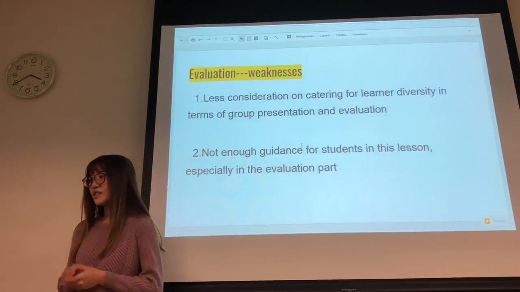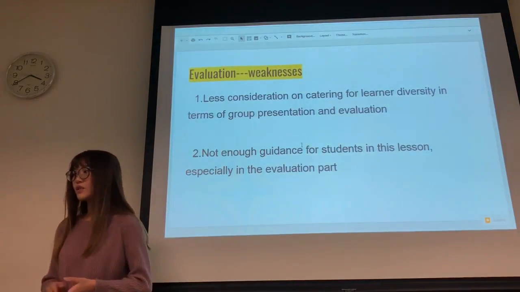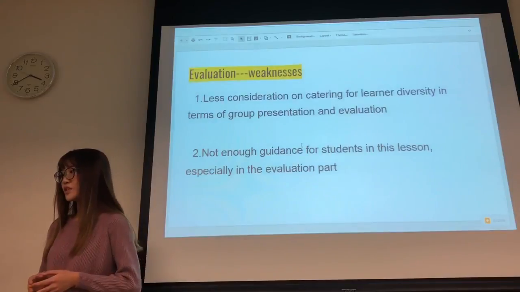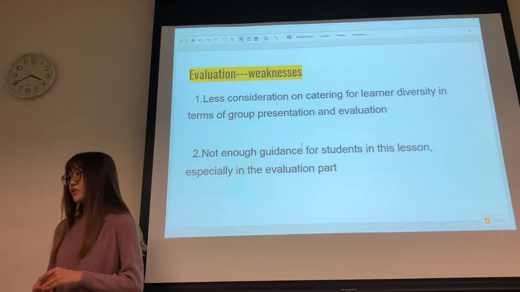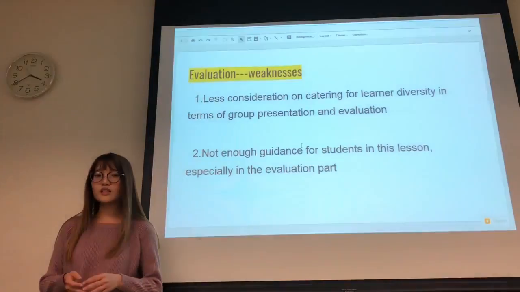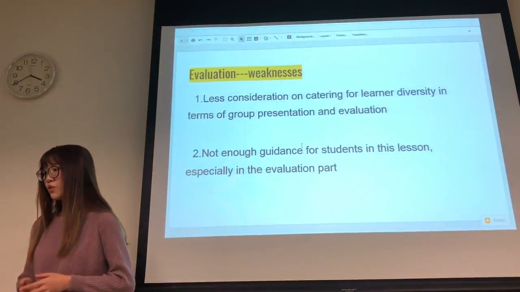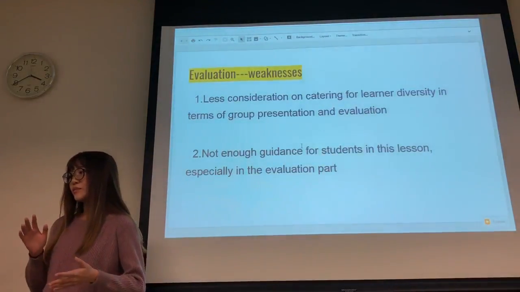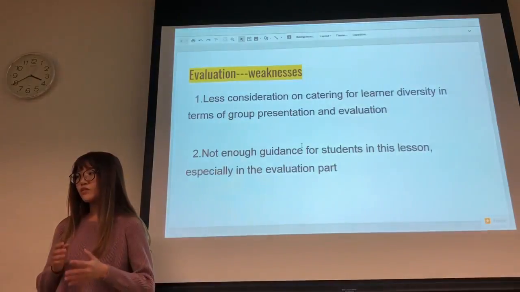However, some weaknesses can be recognized in this lesson. For example, less consideration on catering for learner diversity, and moreover, not enough guidance for students in this lesson, especially in the evaluation part, since our target students are just in P4, and maybe independent evaluation will be a little bit difficult for them.